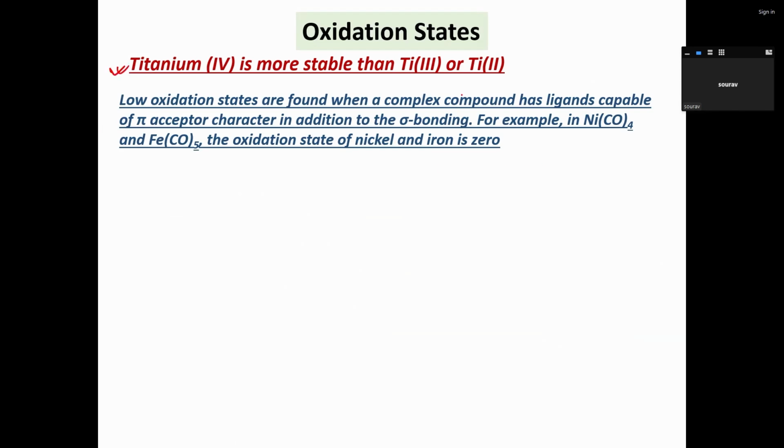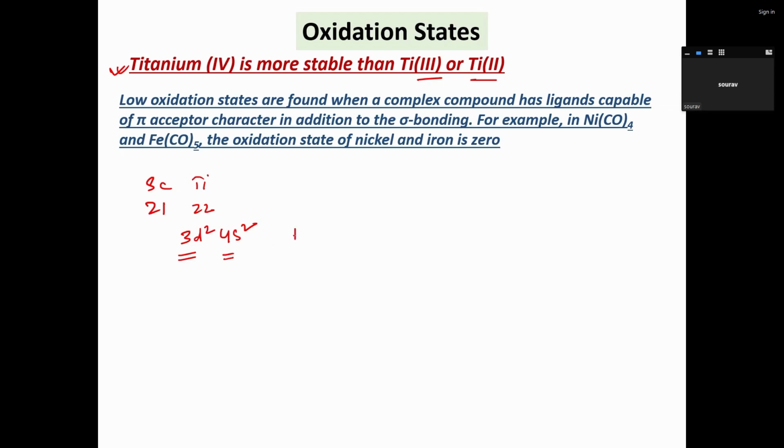Titanium plus 4 is more stable than titanium plus 3 and titanium plus 2. Now the scandium and then the titanium. So this is 21, this is 22. For titanium, the electronic configuration is 3d2 4s2.